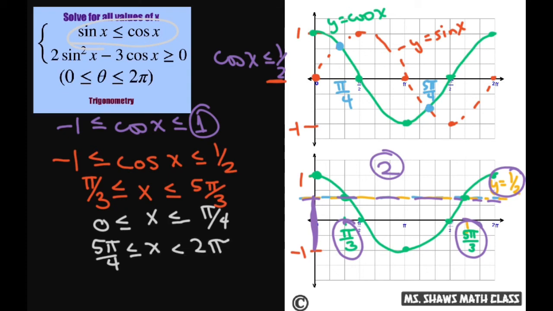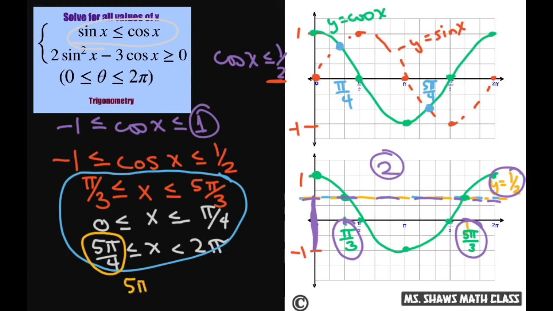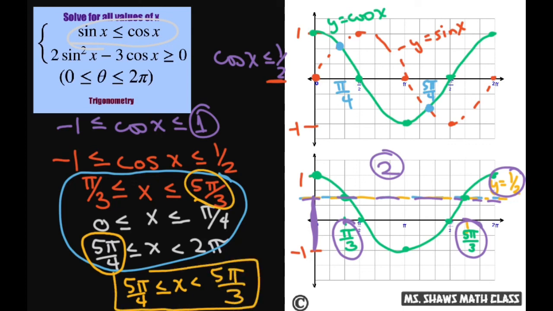Therefore, since we have to use all three of these, we have to minimize this. So we have to take the greatest one of these, which is 5 pi divided by 4 is less than or equal to x is less than, and then we have to take the smallest one of these. So that's going to be 5 pi divided by 3. And this will be your final answer.